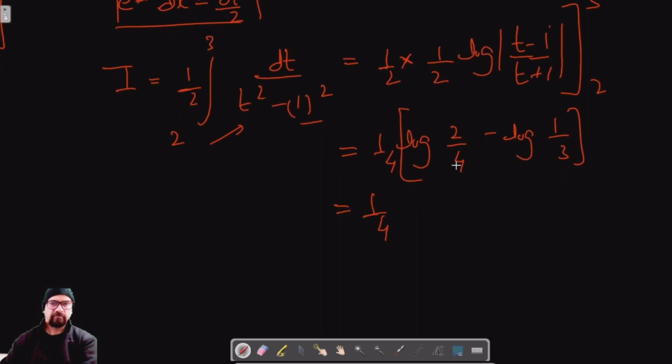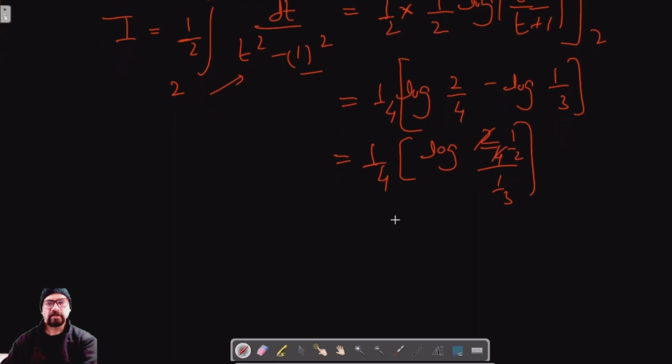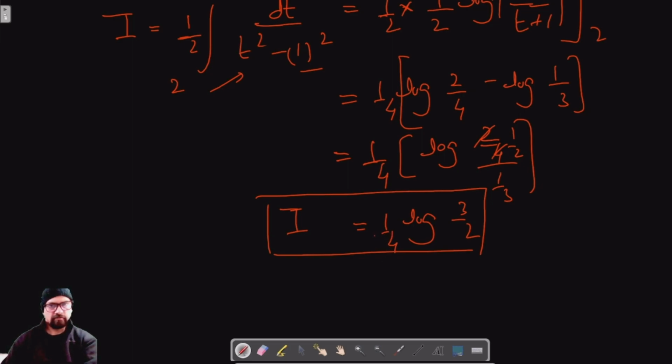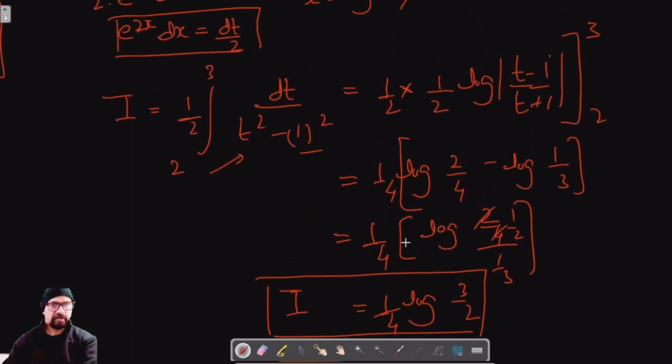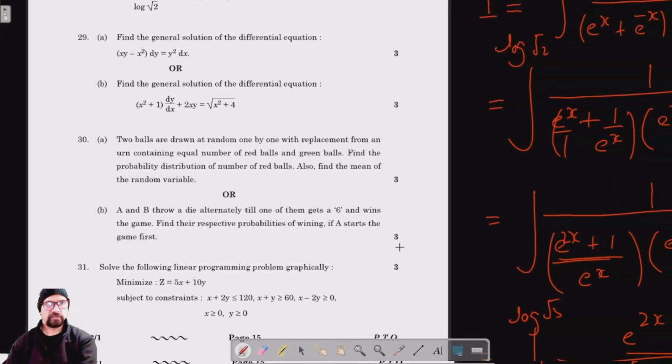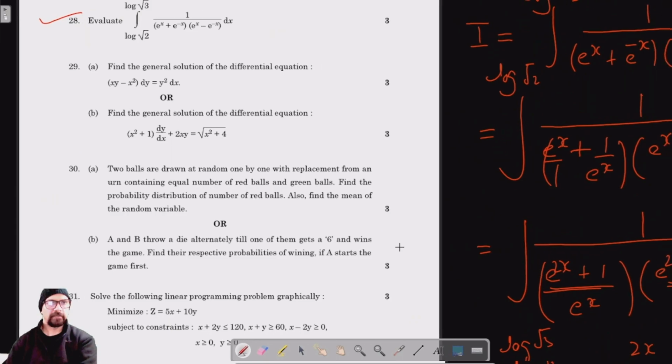This is 1 by 4 log of a minus b, which is log of a upon b. So this is actually half, which gives us 1 by 4 log of 3 by 2. And this is the answer, that is, the integral is equal to 1 by 4 log of 3 by 2. And let's move on to the next one, question number 29.